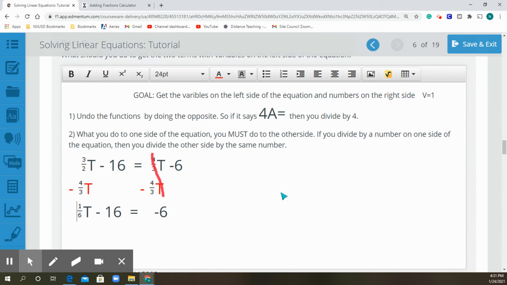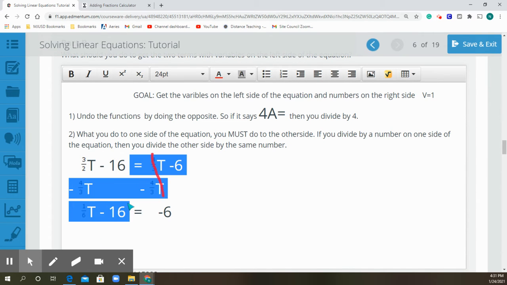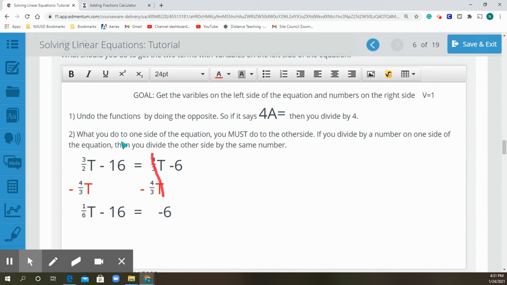So now, remember it talked about precision? That's really challenging on here, but the idea that we are keeping this stuff straight and organized is really critical. Everything should be fairly straight up and down, and that will help us in organizing our items and our thoughts here. Okay, so we are left after subtracting with 1/6t minus 16 equals -6.